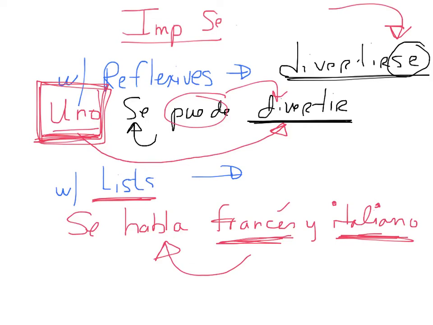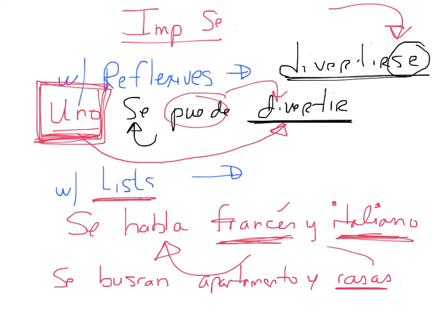If, however, the list of objects is plural, or even if one of the objects is plural, we're going to have a plural verb. For instance, se buscan apartamento y casas. One is looking for an apartment and houses. Because this second object here is plural, my verb is now plural. Okay, so just pay attention to that.